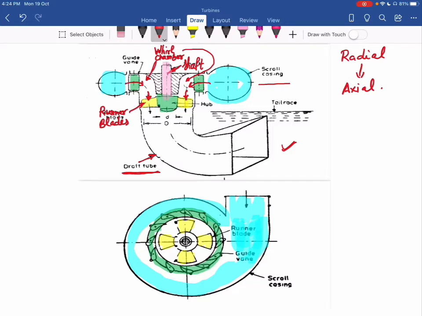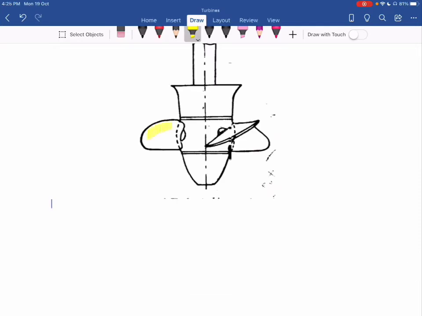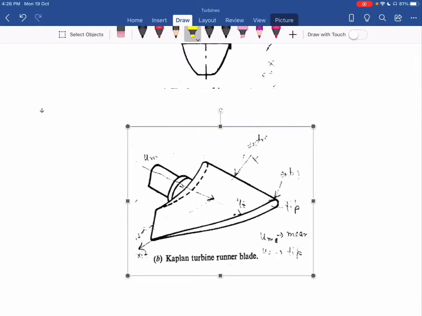Now in the next diagram, you can see how these runner blades are mounted on the hub. These are my runner blades. This is one, this is second, and this is the third one. So in this case, three runner blades are mounted on the hub. Now if I see a single runner blade, its shape is something like in this diagram. So this is my single runner blade of the Kaplan turbine.